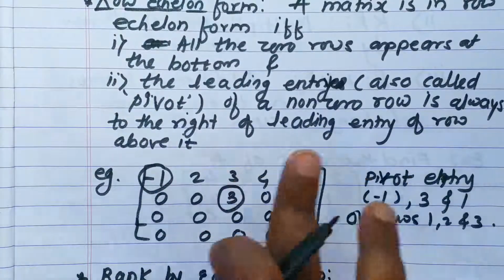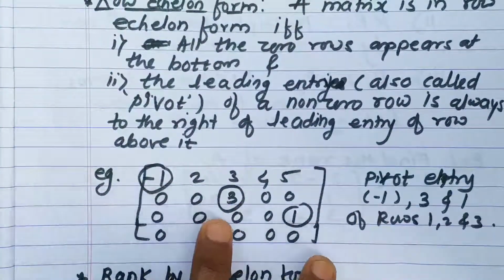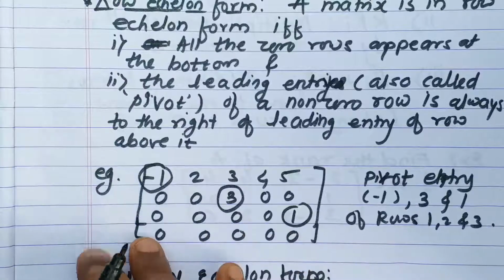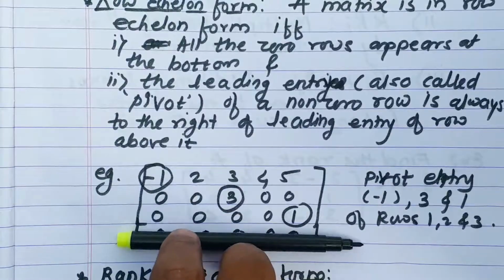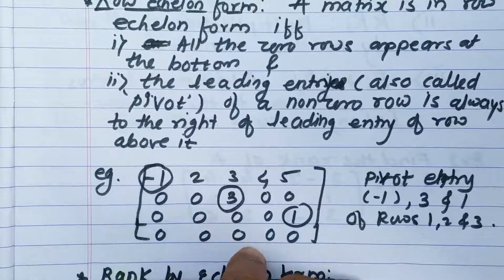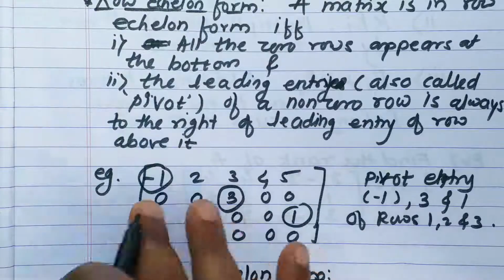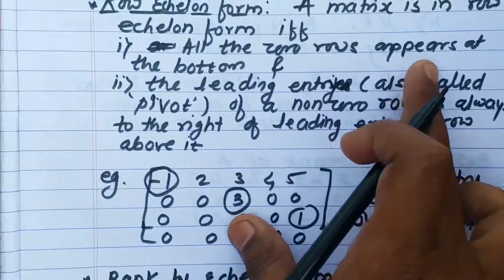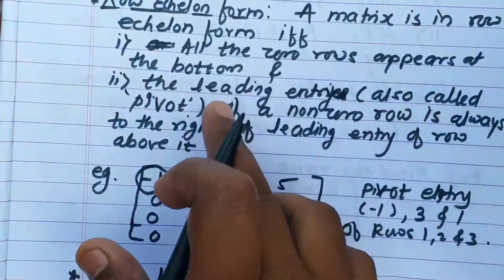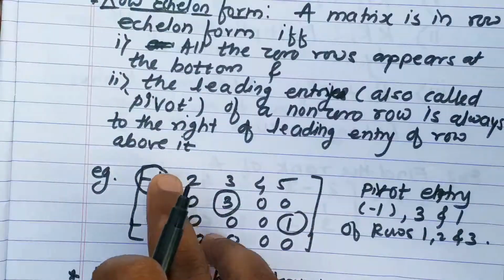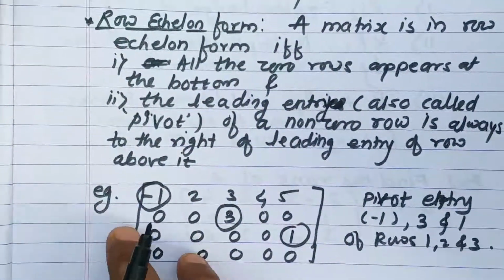The pivot entry of this row must appear to the right of the pivot entry of the above row. So in this form, when you have your matrix with all the zero rows at the bottom, even if this zero row is not present here, it is still in echelon form. But whenever there are zero rows, they must appear at the bottom of the matrix. Whenever you have a matrix in such a form, it can be called the row echelon form of that matrix.